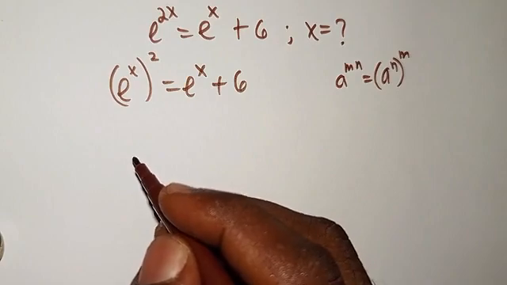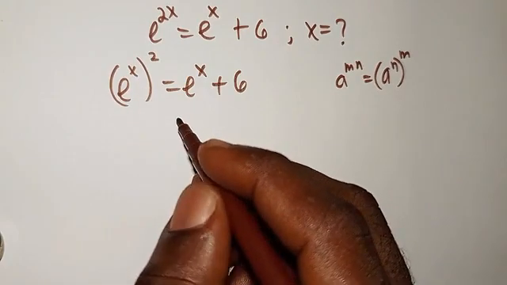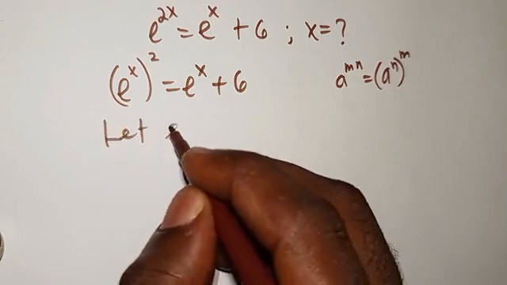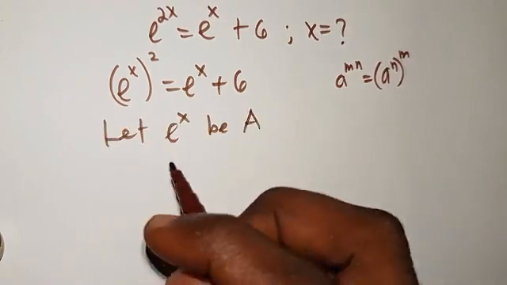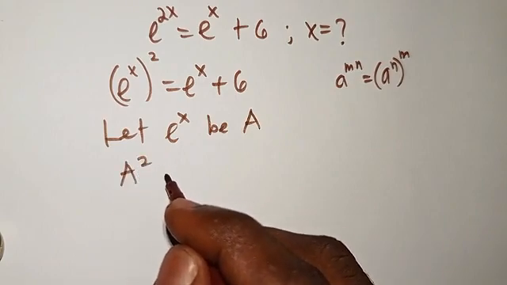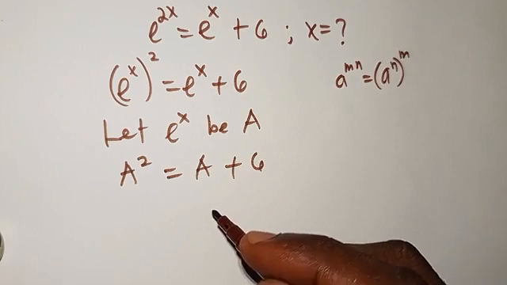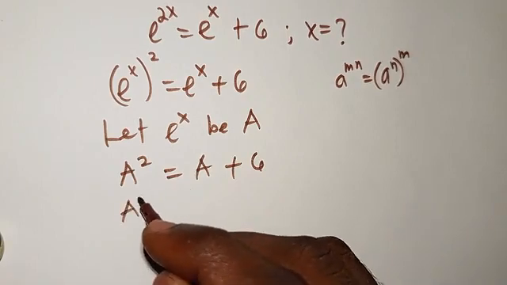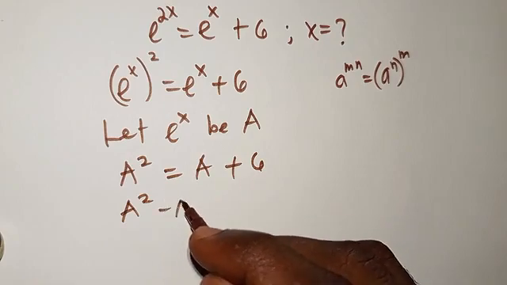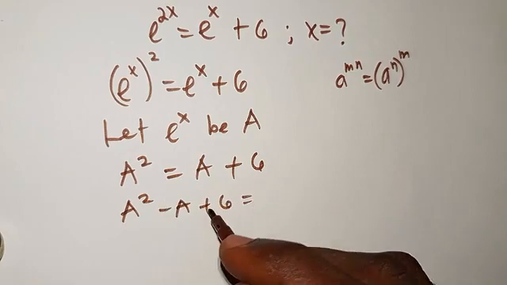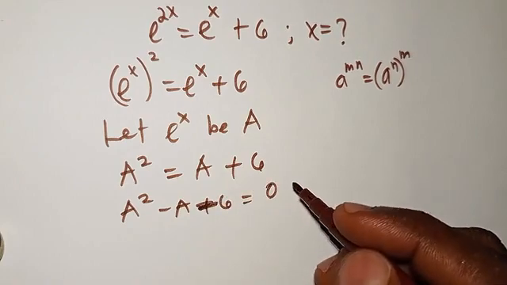So now from there, what we're going to do is that we can see that we have e to the power x common. So let e to the power x be a. Alright, so therefore we're going to have a squared equals a plus 6. So we can write this equation in quadratic form by taking everything here to the left hand side. Then we'll be left with what? Minus here, we'll be left with 0.